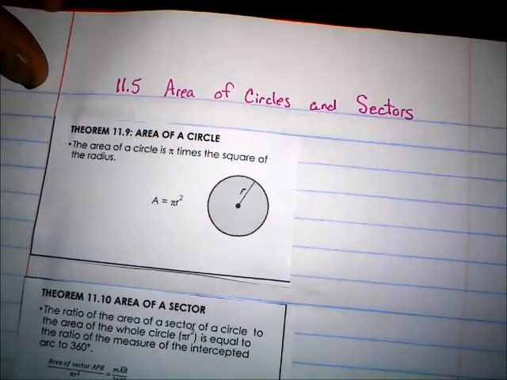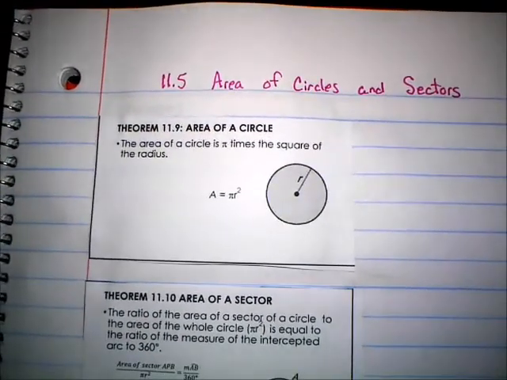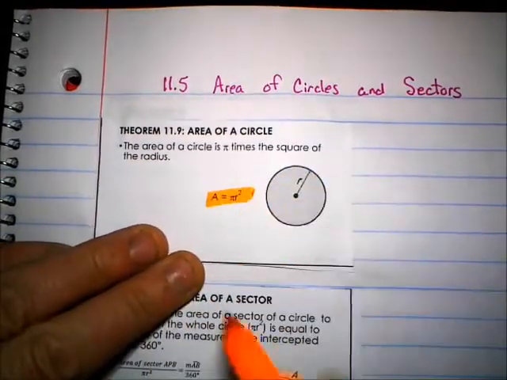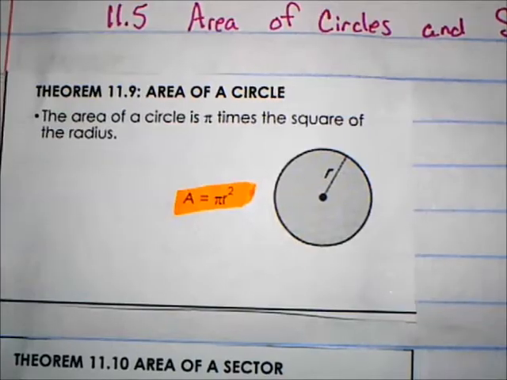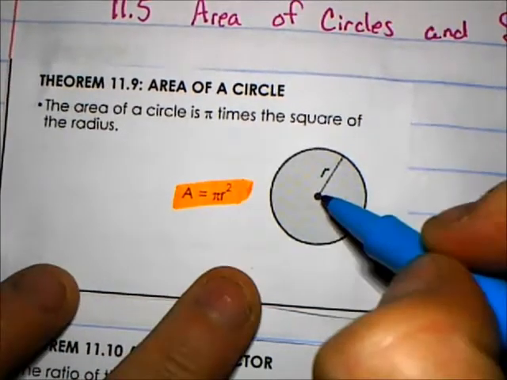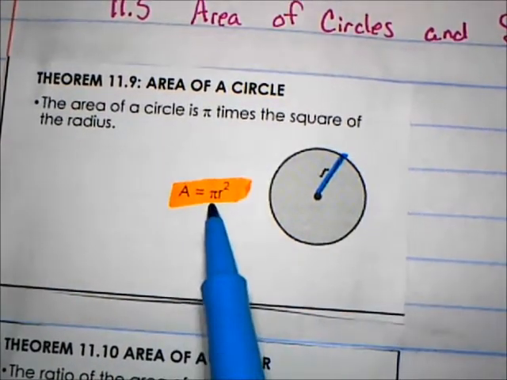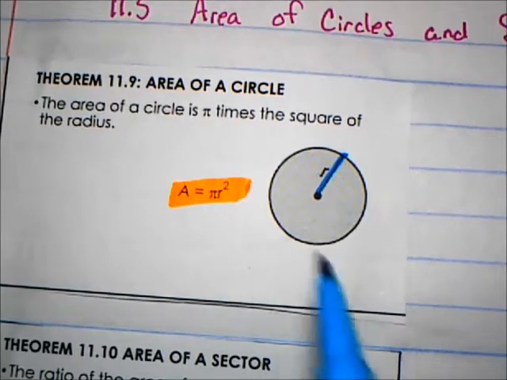Theorem 11.9, the area of circles, and there's your formula for it. A equals pi r squared. Let me zoom in. Okay, there we go, so you can see it better. Okay, let me find something to write with. Okay, here we go. Remember, the r is the radius, so it's r squared, and pi, make sure you use the actual pi button, not the 3.14.